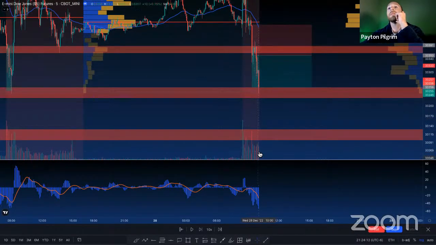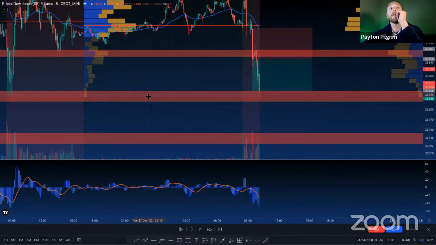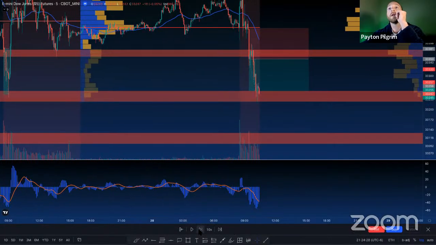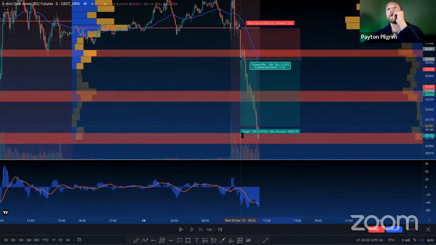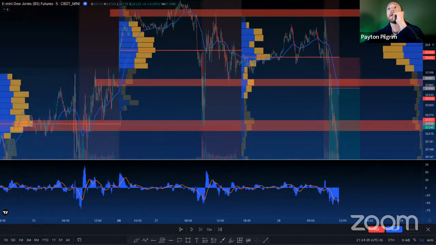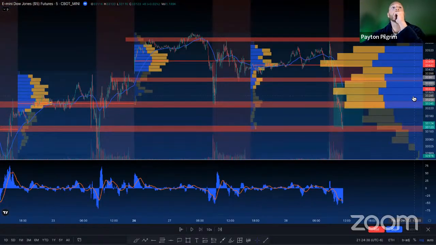The momentum increased, but the volume did not. So that's the first time the volume didn't increase with the momentum. It made the exact same low. 2-to-1 would have hit. Huh. That's wild. That is wild. Very cool.